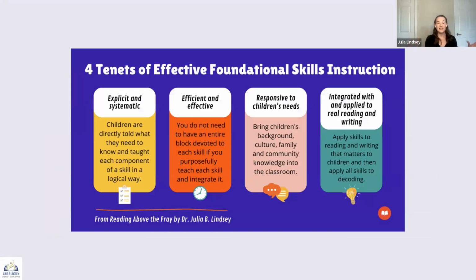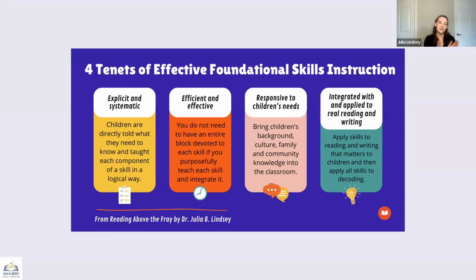So one of the big themes in the book is that I talk about some of the tenets of effective foundational skills instruction. And I talk about these in relation to every chapter. These include being systematic and explicit, being efficient and effective in our instruction, responding to students' needs, and integrating with and applying things to real reading and writing.